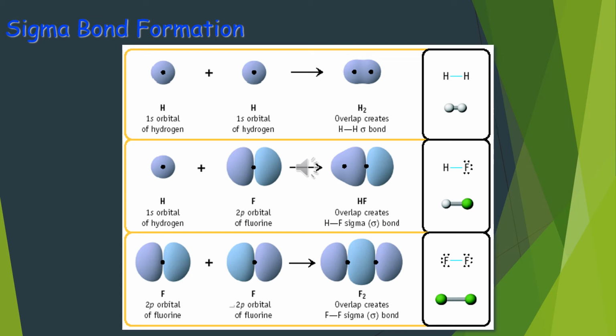Next, we can see that 1s orbital of hydrogen combines with 2p orbital of fluorine and forms hydrogen fluoride. Here also sigma bond is formed. Next, 2p orbital of fluorine combines with 2p orbital of another fluorine atom and form F2. Here also sigma bond is formed.